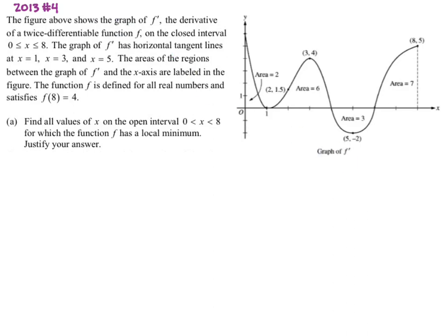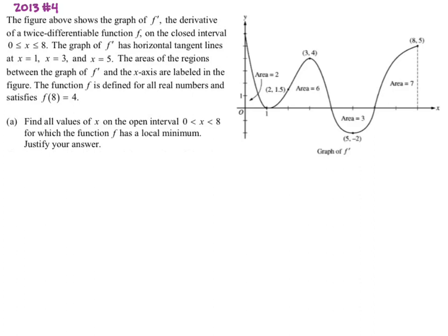It says the figure to the right shows the graph of f prime, the derivative of a twice differentiable function f on the closed interval 0 to 8. The graph of f prime has horizontal tangent lines at x equals 1, x equals 3, and x equals 5. The areas of the region between the graphs of f prime and the x-axis are labeled in the figure. The function f is defined for all real numbers and satisfies f of 8 equals 4.